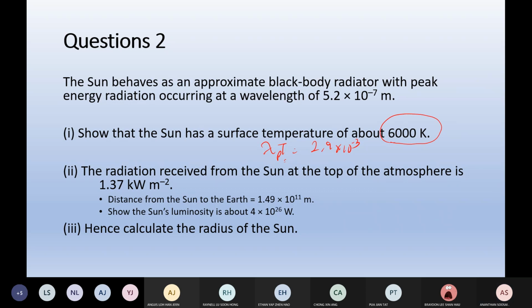Okay, next. The radiation. I hope you got the answer. One is just Wien's law, right? Come on, another 1 minute. Figure out which formula to be used for 2 and 3.